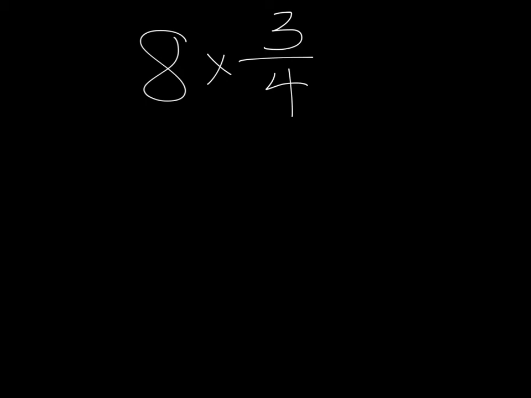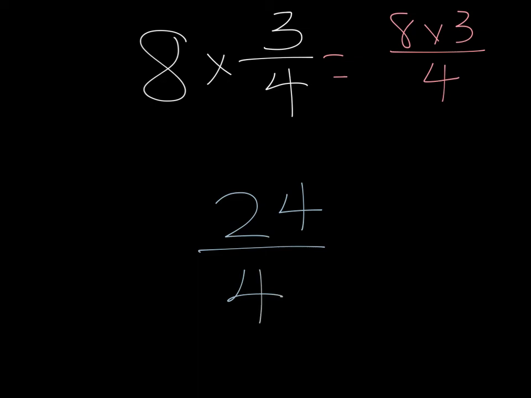8 times 3/4. We would rewrite this as 8 times 3 over 4. We know that 8 times 3 is 24 over our original denominator of 4. Now, typically in these lessons, we haven't been allowed to leave our answers in improper fractions. Today, you are allowed to because it's the first time we're working with this. But typically, you would look at 24 and 4, and you would convert that to the whole number 6.